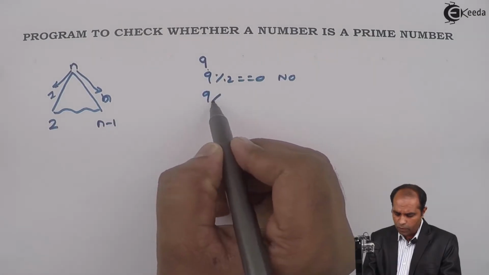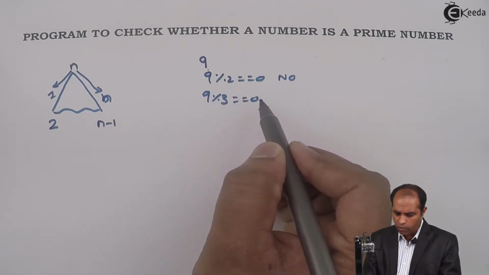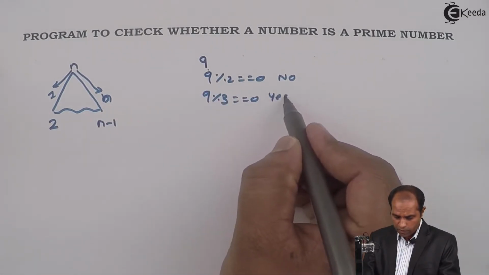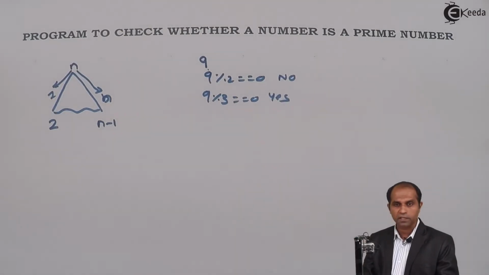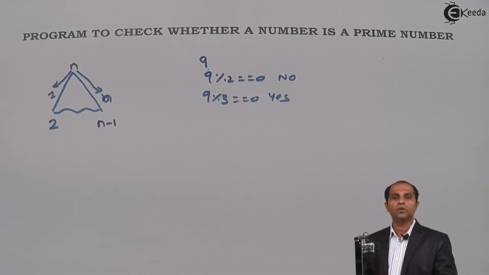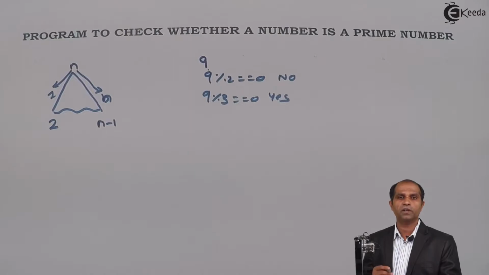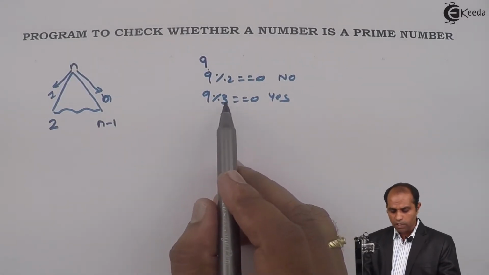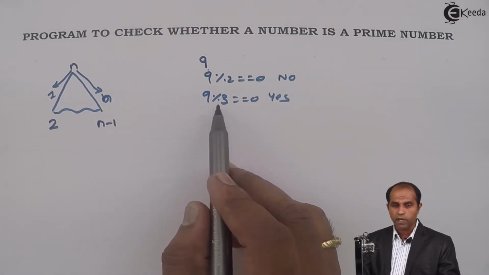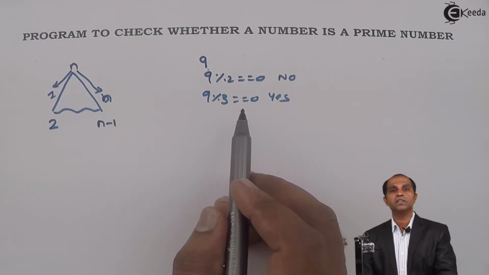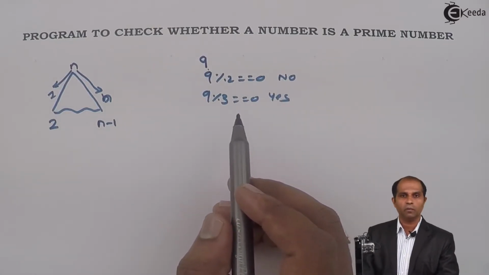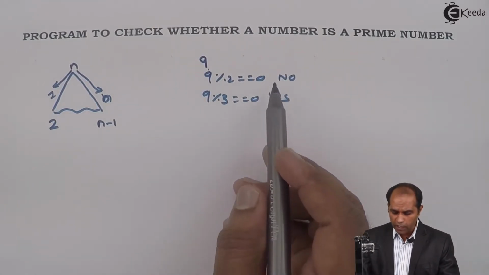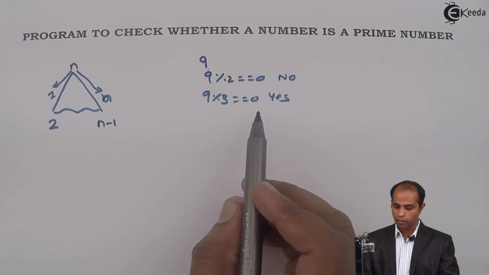So let me continue this operation. 9 mod 3 equal to 0? True. Yes. Now once the result says yes, is it worth continuing this division operation till the end? Not necessarily, because you have decided that this number is divisible by 3, hence we conclude that this number is not a prime number. So if any answer comes as yes, then we conclude that the number is not a prime number.